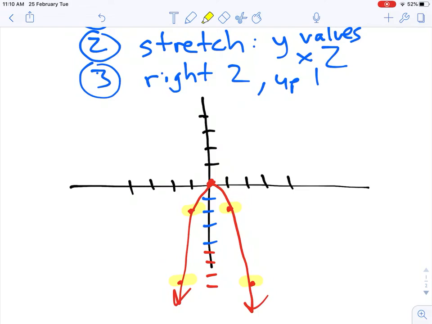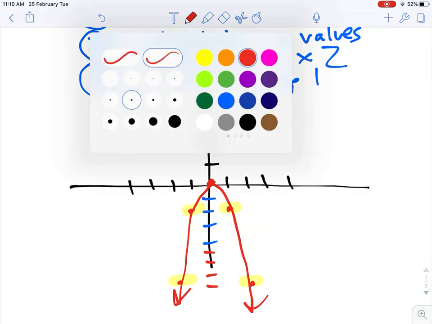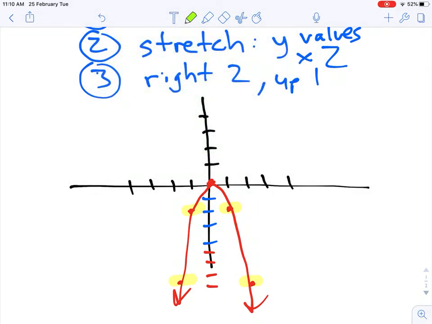And now the last thing we're going to do is take this entire picture and shift it right 2 and up 1. If you do that with all the points, you're going to get something that looks roughly like this. So the vertex goes right 2, up 1. And then everything else. You could literally take all 5 points and go right 2, up 1, or if you see how the points are related to each other, you can just copy the pattern. But either way, you're going to get something that looks kind of like this.